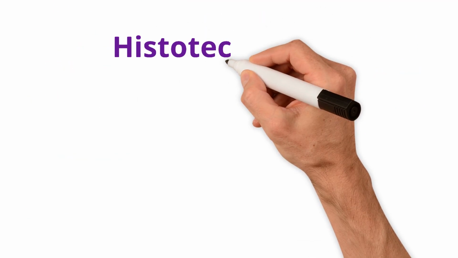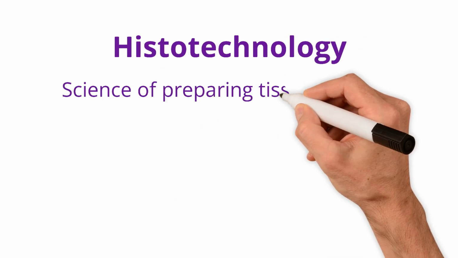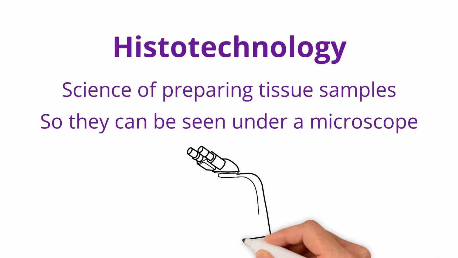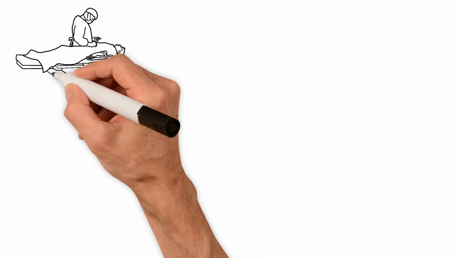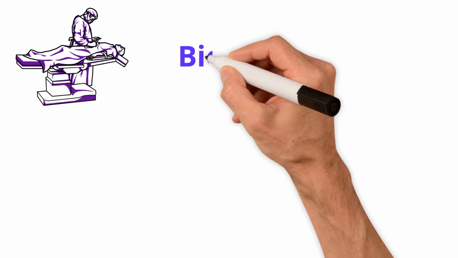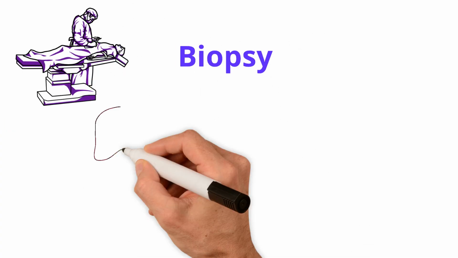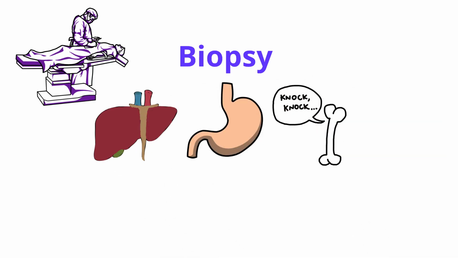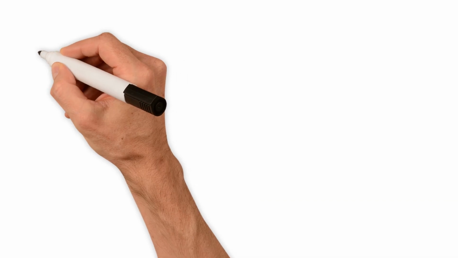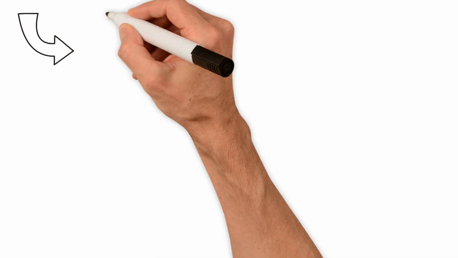Histotechnology is the science of preparing tissue samples so they can be seen under a microscope. The surgeon takes out a piece of tissue from the patient called a biopsy. It could be any type of tissue, liver, stomach, bone, you name it. Then that biopsy is sent to a histology lab, and that's where we come in.